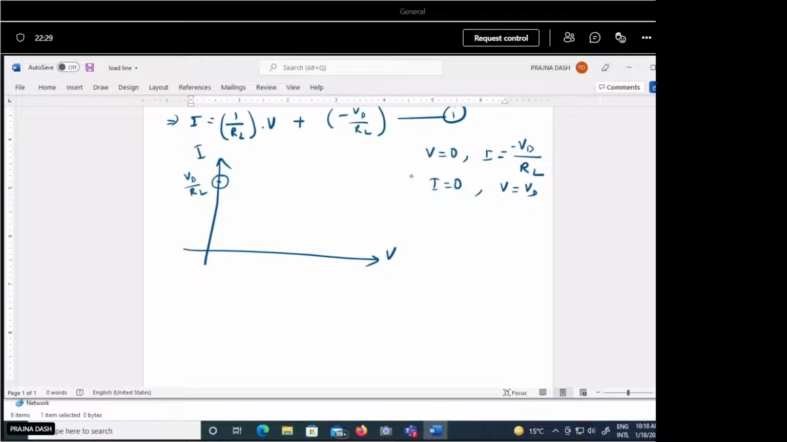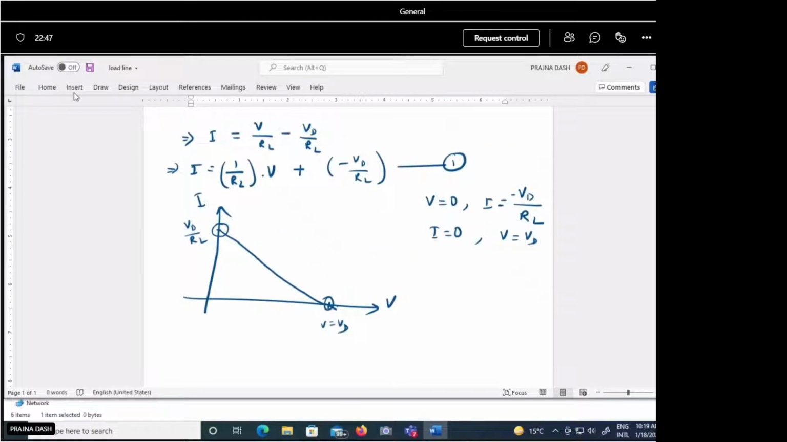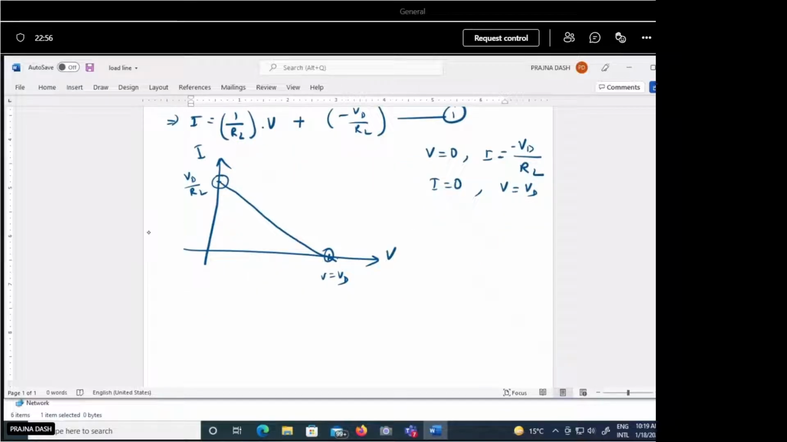So if I take I is equal to 0, that means the voltage axis, where V is equal to VD, somewhere the point will be here. V is equal to, let's say, VD. So if we combine these 2 points with a straight line, this will represent the equation. In this equation 1, the straight line is the graphical representation of this. So this is called your load line. This line is called your load line.